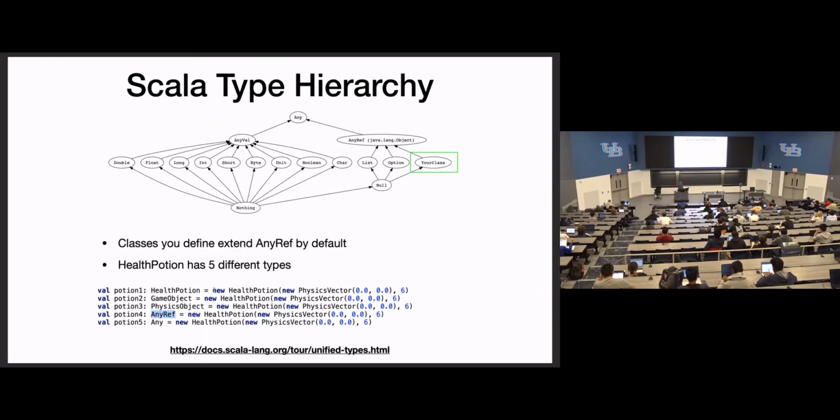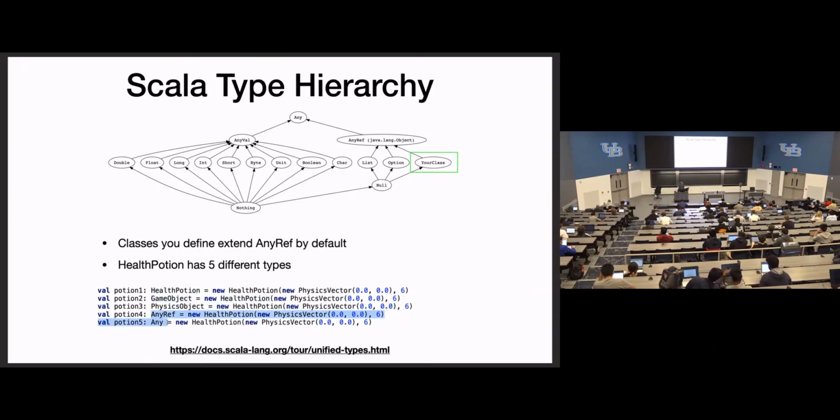What we mean by that is that a HealthPotion has 5 different types. It is 5 different types. And we can store an object of type HealthPotion, or rather a reference to an object of type HealthPotion, in a variable of any of those 5 types. So we can have a HealthPotion stored in a variable of type HealthPotion, no surprise there. But we can also store a HealthPotion in a variable of type GameObject, PhysicsObject, AnyRef, or Any.